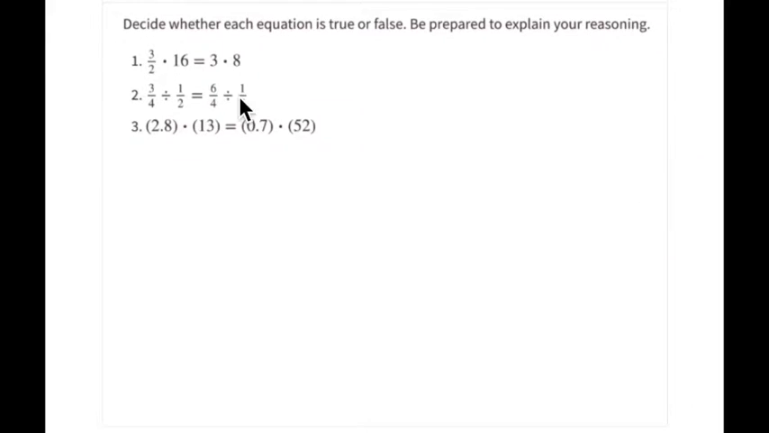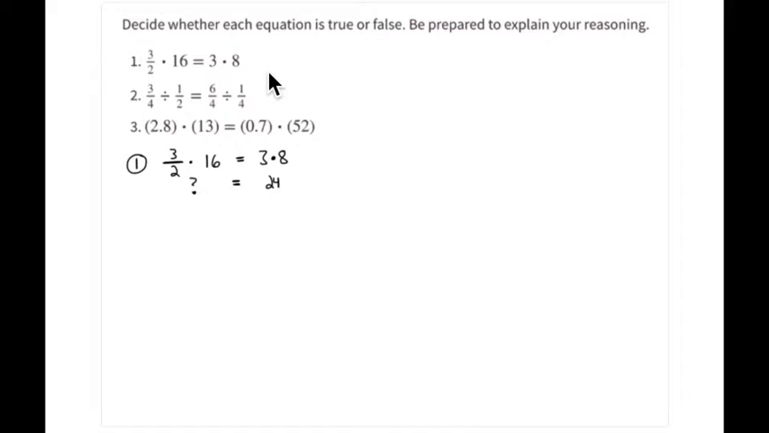So the first problem says decide whether each equation is true or false. Be prepared to explain your reasoning. So the first problem is 3 halves of 16. So 3 halves times 16 is equal to 3 times 8. So are those equal? And so one way to look at this is just to multiply it out.